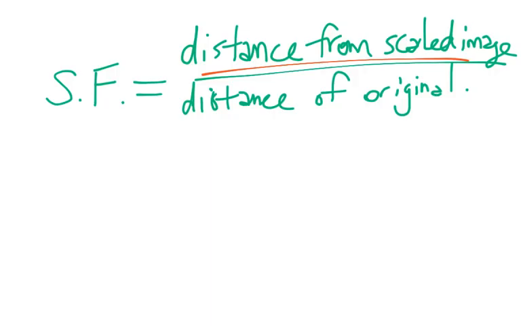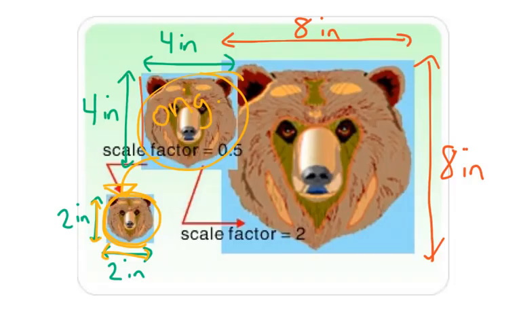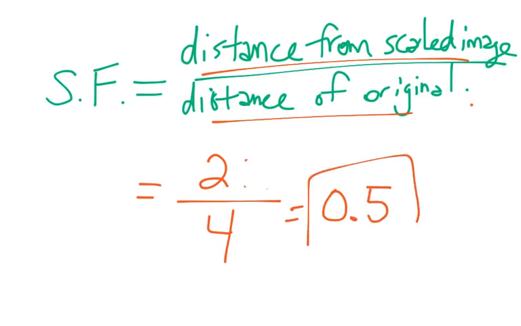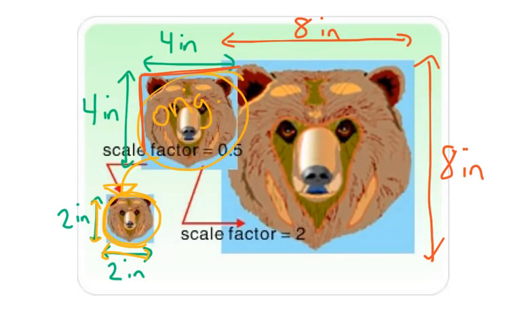So the scale factor for this example is going to be 2 inches divided by the distance of the original image. Looking back, our original image is 4 by 4, so I'm going to divide by 4. And if I calculate 2 divided by 4, I'm going to get 0.5. So that would be the scale factor. And as you can see, that's what they show right here. The scale factor was 0.5. Now that's actually been reduced to be half of its original size.